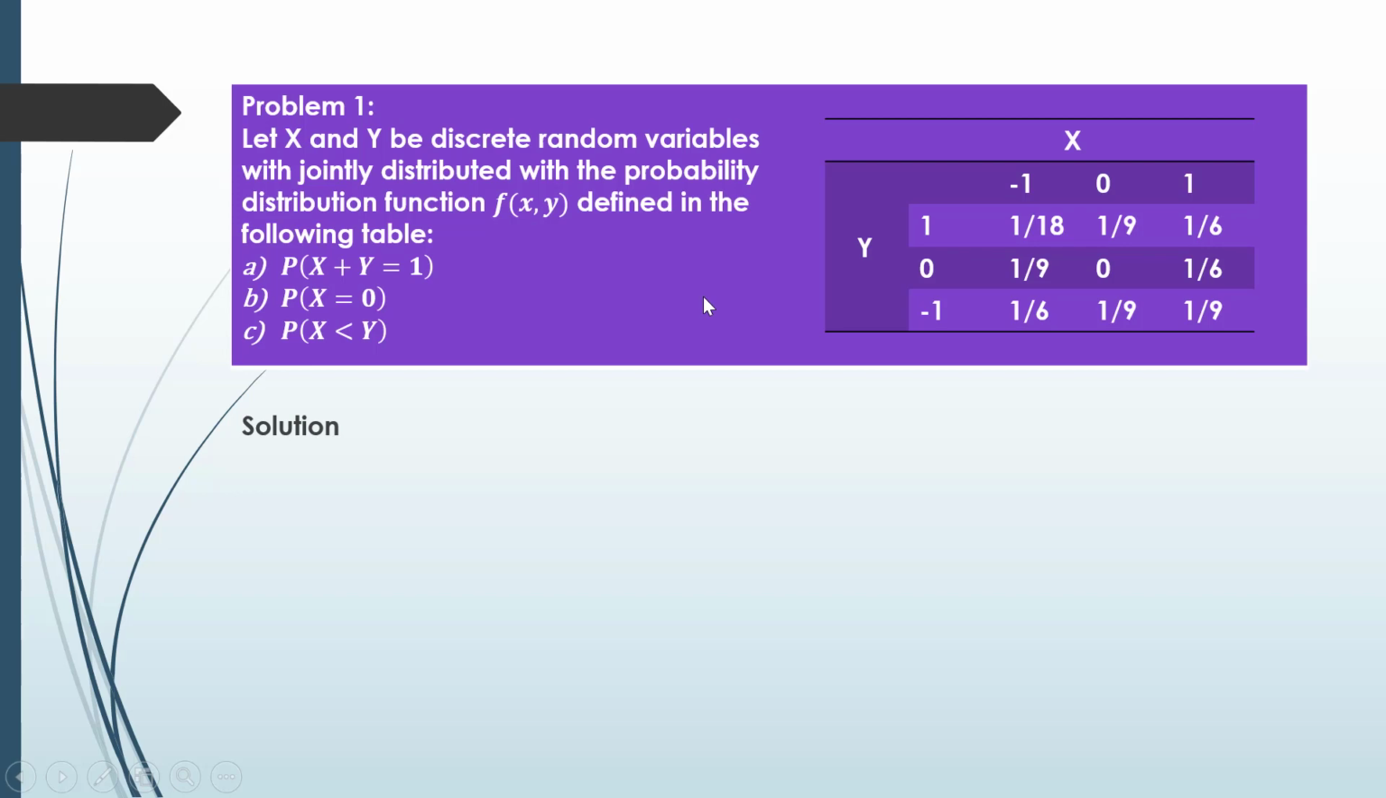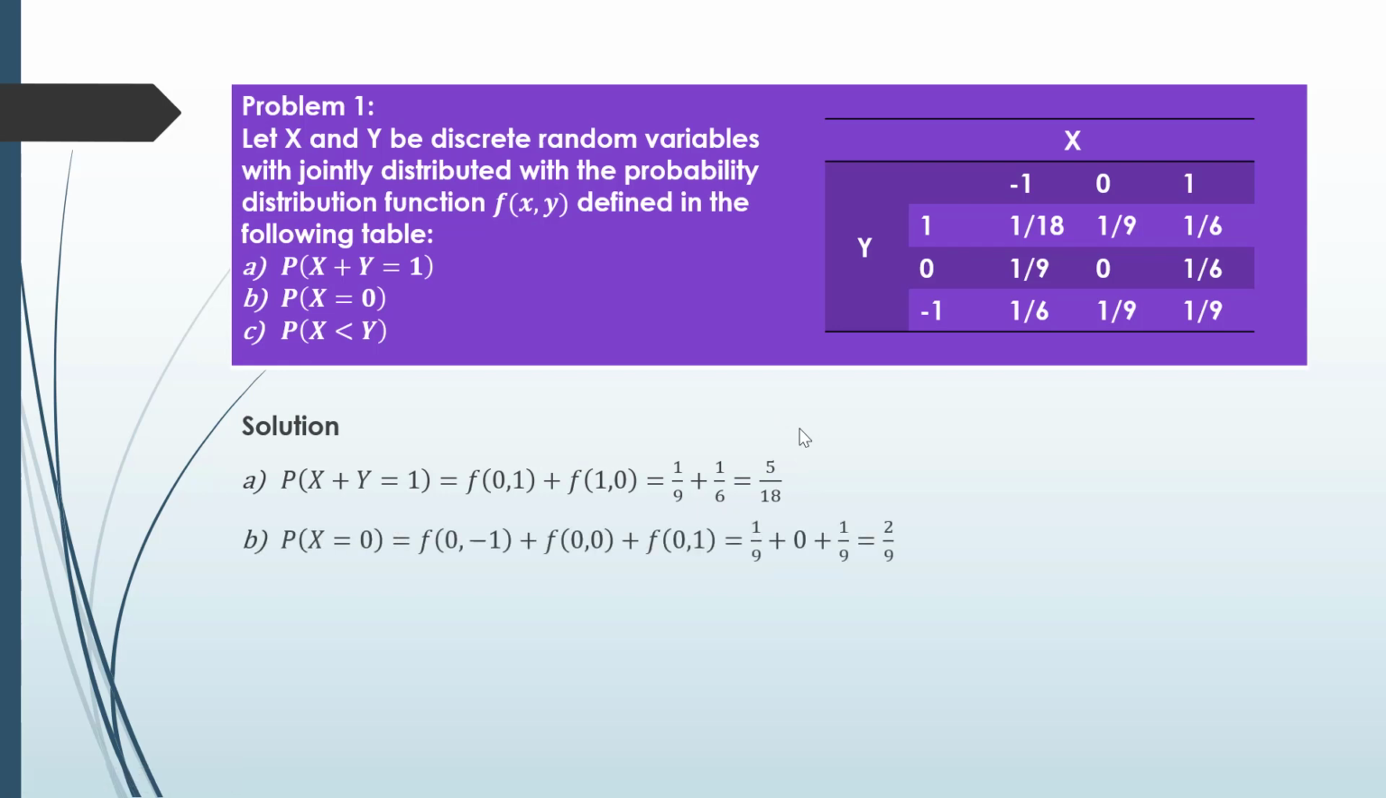And for the point x equal to 0 and y equal to 1, we have the probability 1/9. And for the point x equal to 1 and y equal to 0, we have 1/6. So the probability x plus y equal to 1 is f at the point (0, 1) plus f at the point (1, 0). And this is 1/9 plus 1/6. And the answer is 5/15.